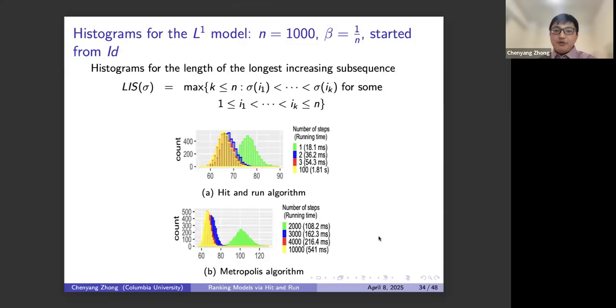So here is another simulation. I will not talk about the details. This roughly says that for some other statistic of the permutation, say the longest increasing subsequence defined in this form, the hit and run algorithm also mixes much faster than the Metropolis algorithm.